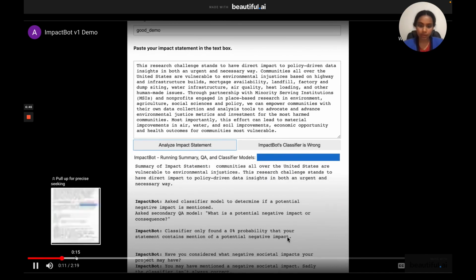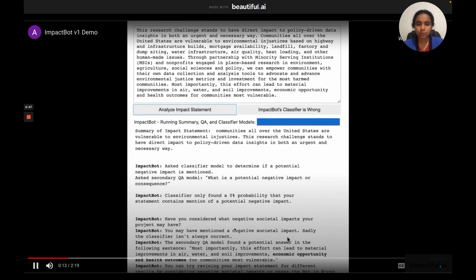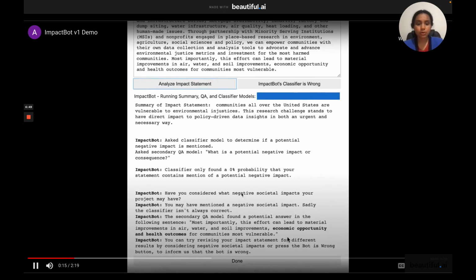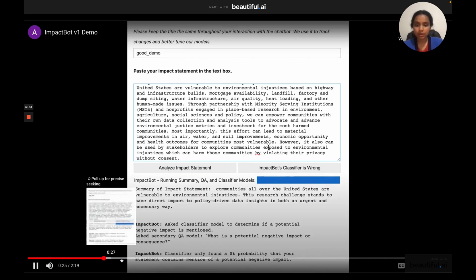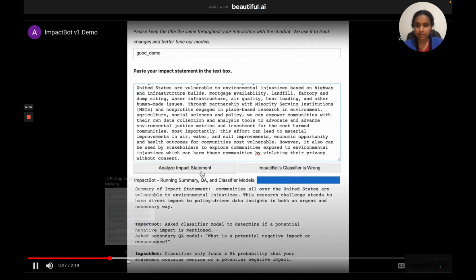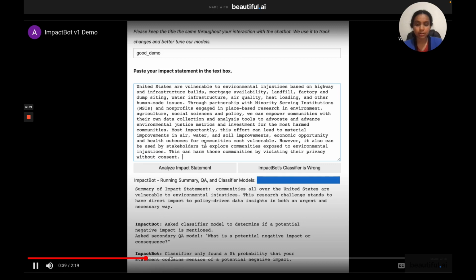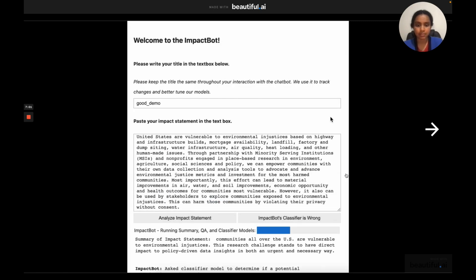Therefore, they will get a 0% probability in both, and they're reprompted for the first one to consider what negative societal impacts their project may have. They're then given the room to edit it, at which point the user can go through and add changes that they want to address so that they better address a negative impact, and they analyze the impact statement.